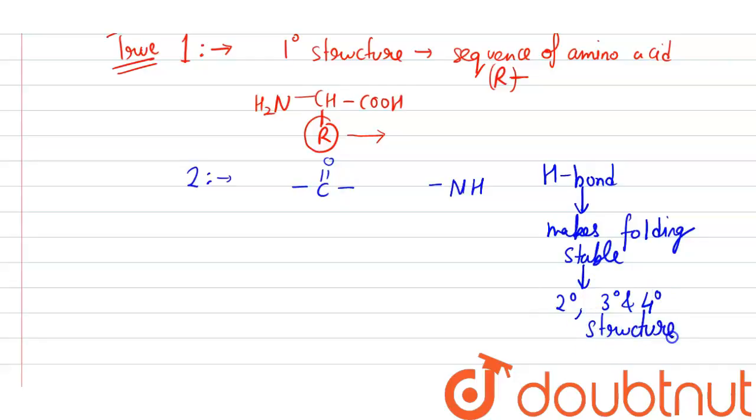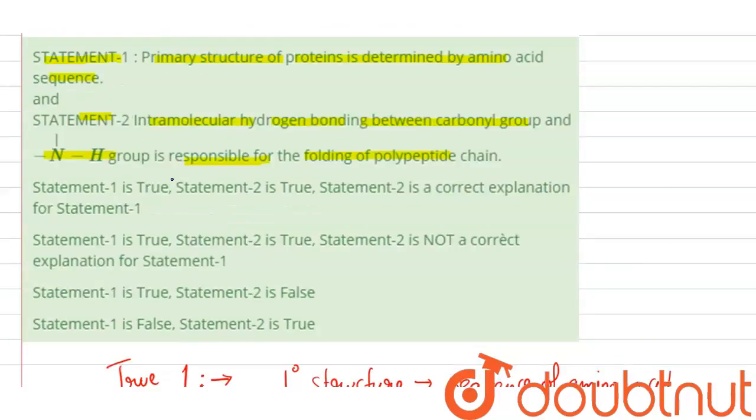Along with it, disulfide linkage and other bonds of electrostatic attraction are also present, but this is the major force which is present between oxygen and hydrogen. So both statements are true, but there is no relation between them. Hence, the correct option is the second option.